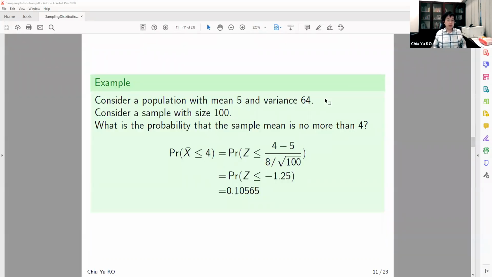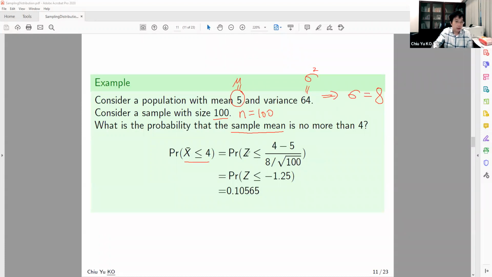Let's have an example, okay? Consider a population that has mean mu equal to 5, sigma square is 64, so it means sigma is 8, okay? And sample size 100, so n is 100. So the question is, the sample mean is no more than 4, right?